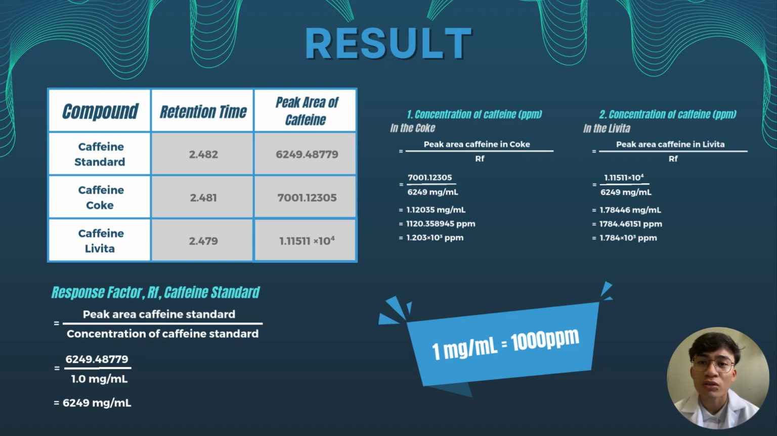So for the concentration of caffeine in the Coke, we got 1.203 times 10 to the power of 3 ppm, and for the concentration of caffeine in the Levita, we got 1.784 times 10 to the power of 3 ppm.